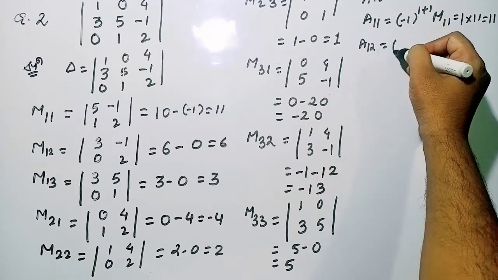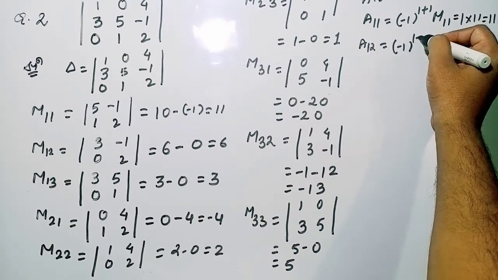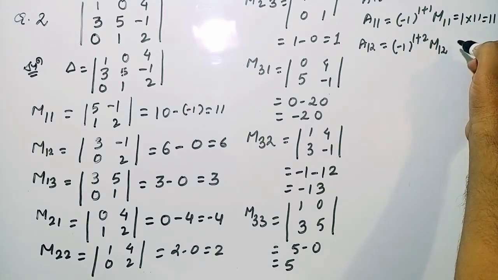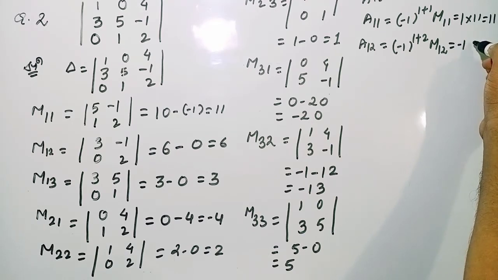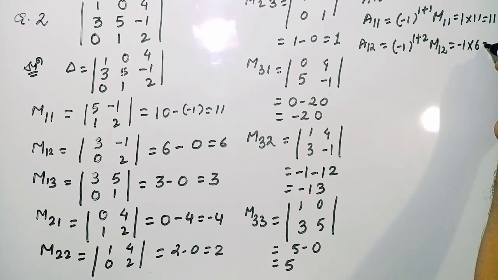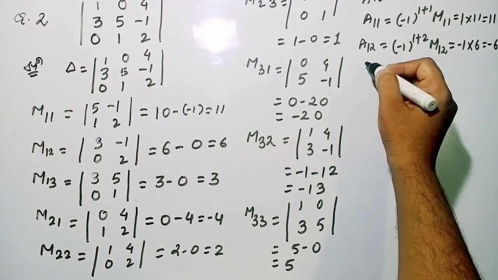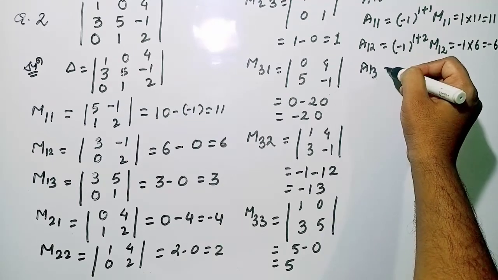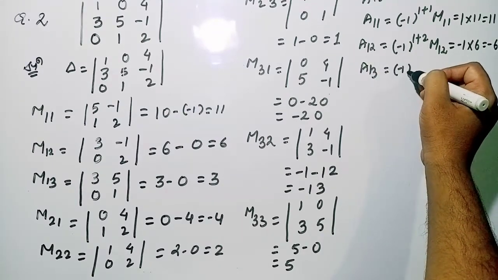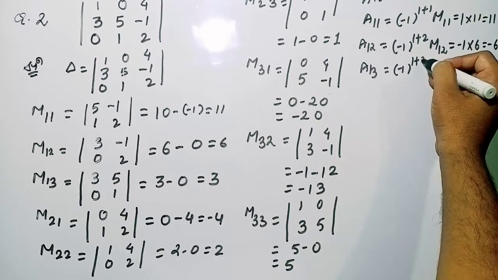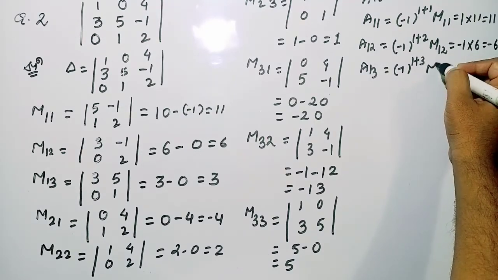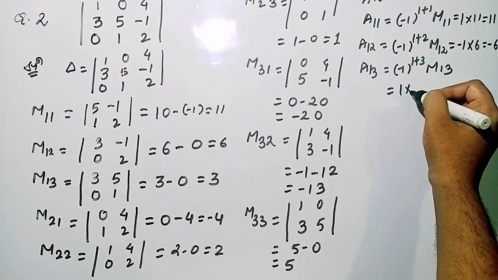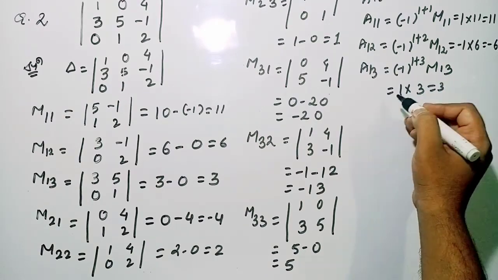Similarly, A12, -1 to the power 1 plus 2 into M12, so the value of M12 is what, minus 6, so we are getting minus 6. Now A13 is equal to -1 to the power 1 plus 3 into M13, so here will be 1 into M13 is 3, so 3.